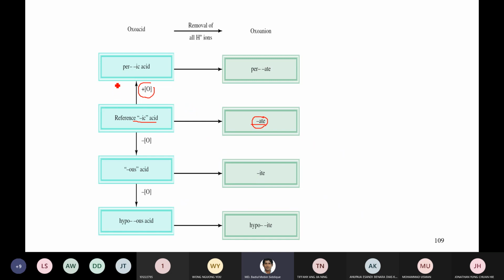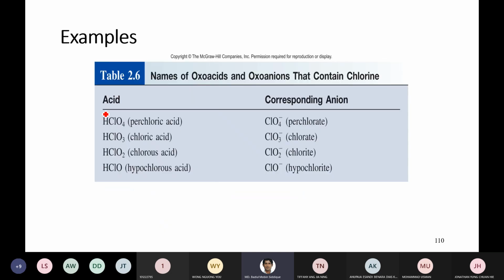If we add one oxygen to that "ic," there is nothing more than "ic," so it will be "per...ic," perchloric acid. If we remove one oxygen from that "ic," it becomes "ous," that is chlorous. If we remove another oxygen from that, it becomes hypochlorous.